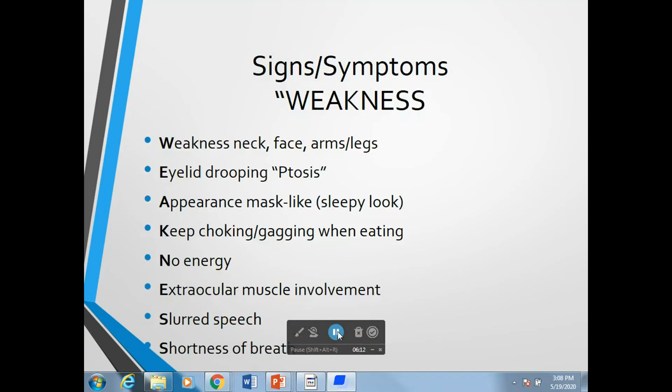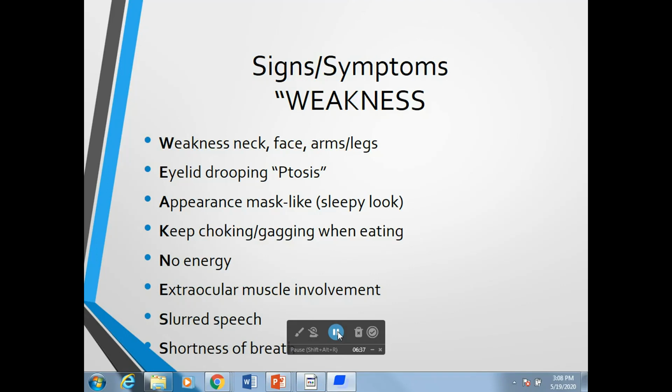Here is an easy mnemonic for you to remember. Remember, myasthenia gravis is what? It's weakness. So let's spell out weakness. We have weakness in the face, the muscle, arms, and legs. E is eyelids, like drooping, ptosis, remember that. A is appearance, mask-like, sleepy. K is they keep choking and gagging, especially when they're eating.